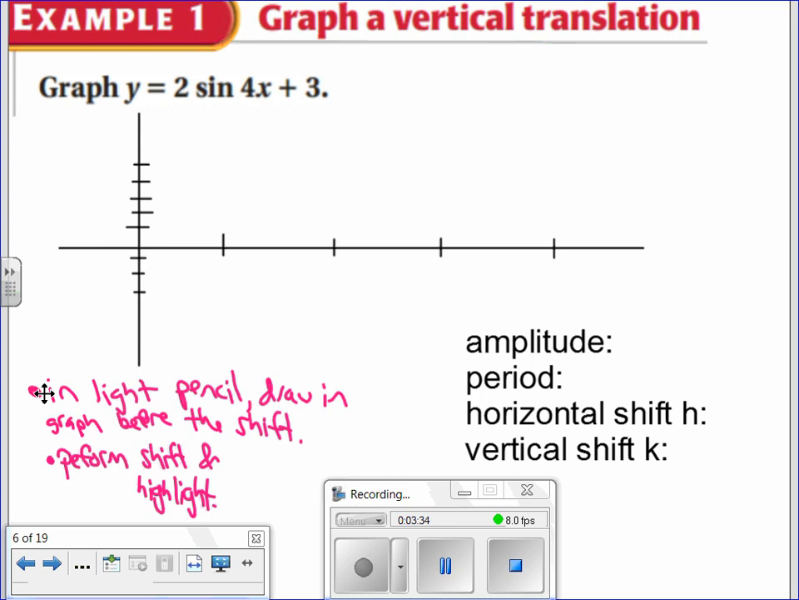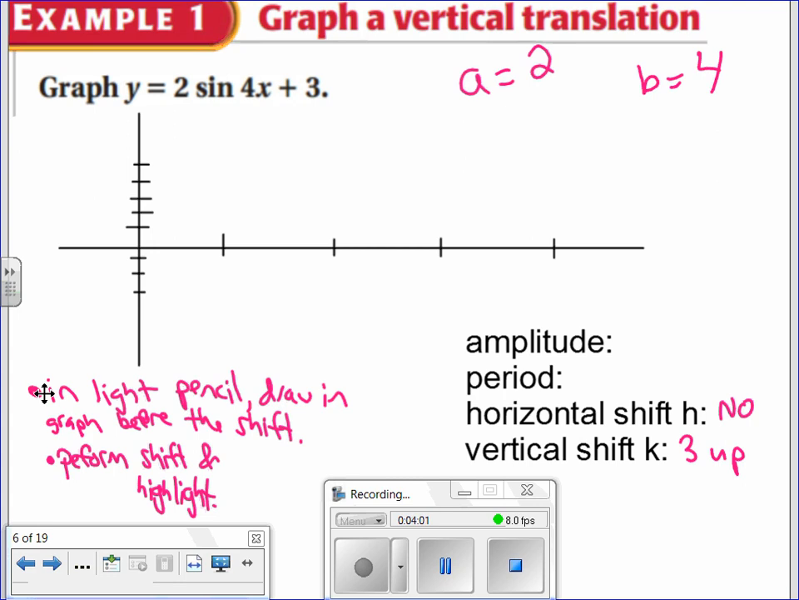I like to start by identifying A and B, and then identifying if there is any shift at all. So A is 2, B is 4, and then is there any shift at all, horizontal or vertical? Vertical shift, it's 3 up, and there's no horizontal shift, so that'll keep things easy. So we know it's 3 up because of that plus 3 at the very end.